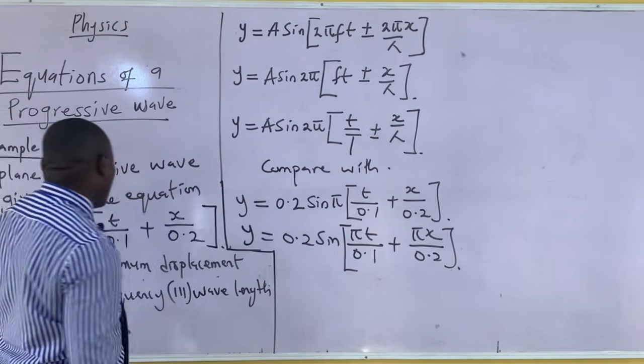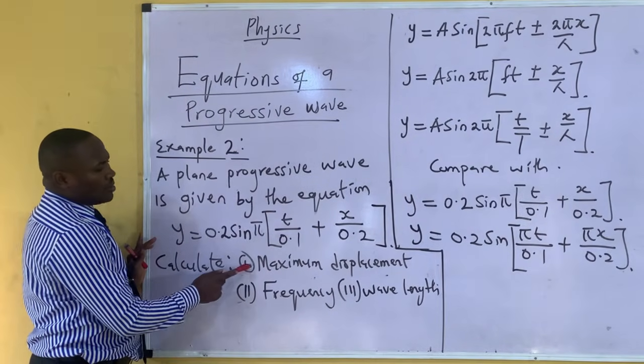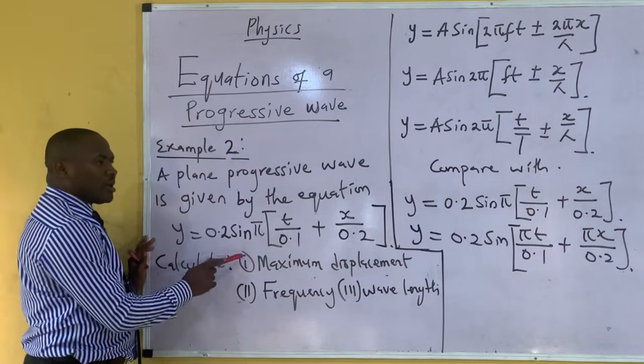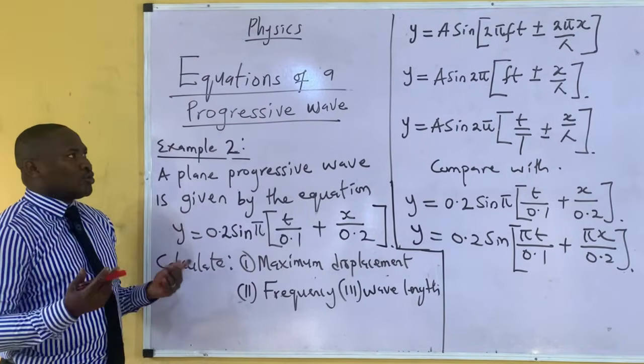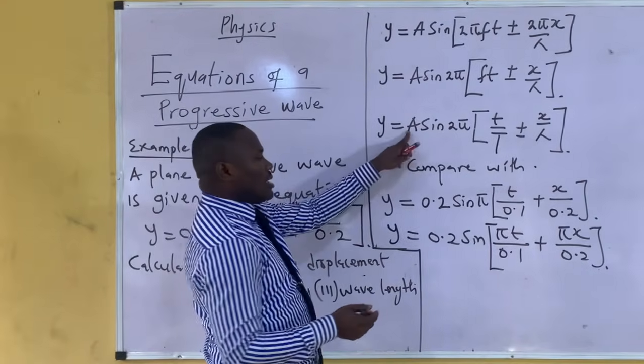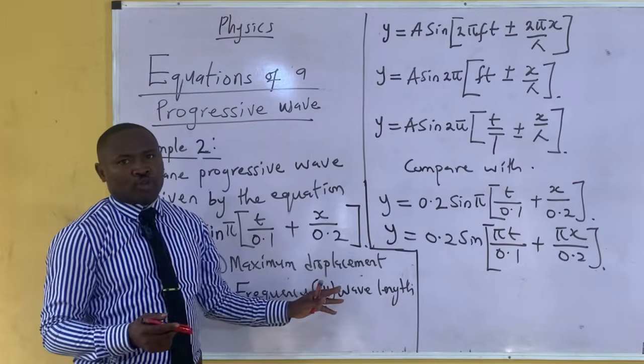So now let's see how our question was asked. The question asked that we should calculate the maximum displacement. And remember, maximum displacement is our amplitude. So if you check, our A here is equal to 0.2. So our maximum displacement is 0.2.